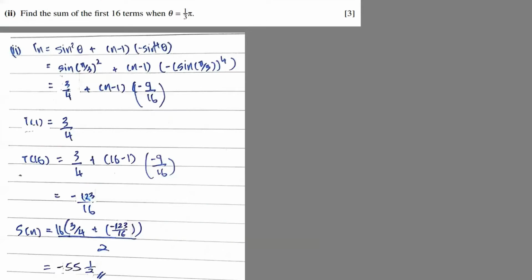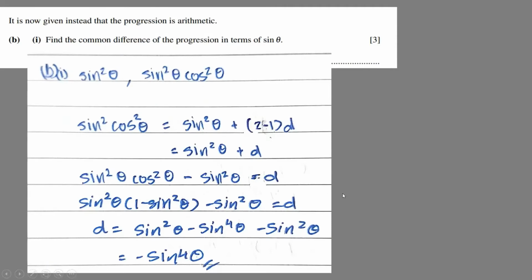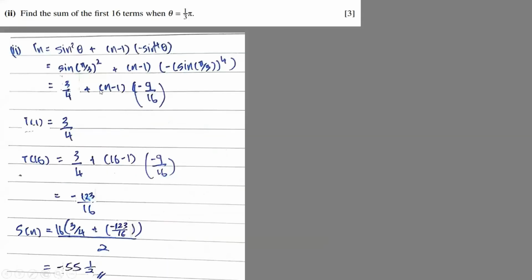All right, so moving on, find the sum of the first 16 terms when theta is equal to pi over 3. So again, using the common difference from the previous part of the question, we substitute theta equal to pi over 3 into the equation. We simplify it. So we get 3 over 4 plus n minus 1 times negative 9 over 16.